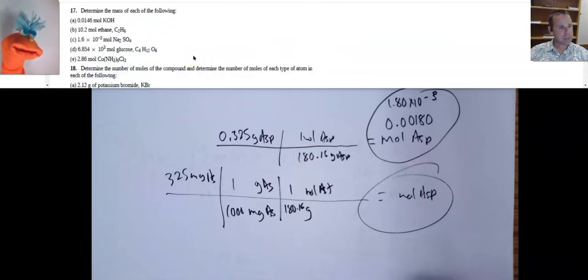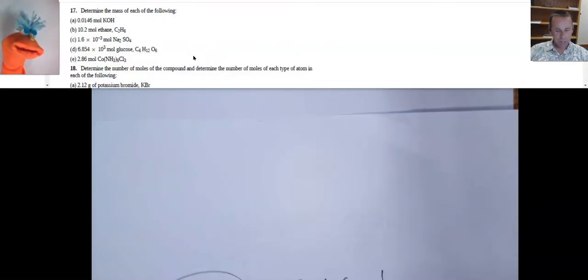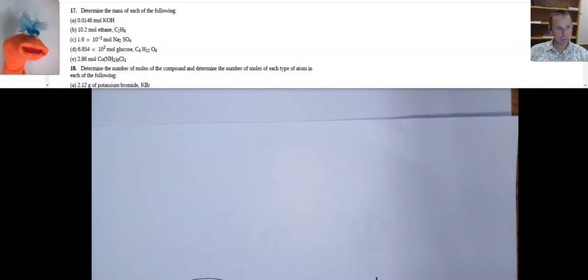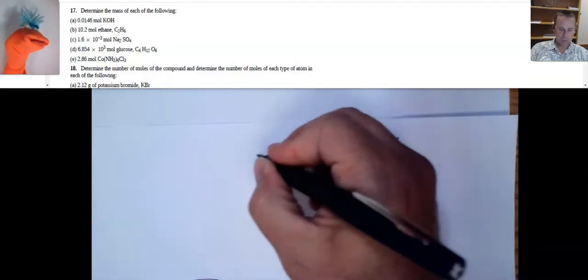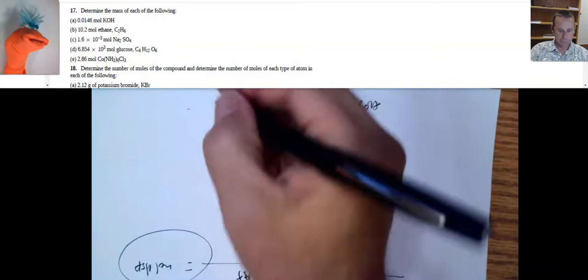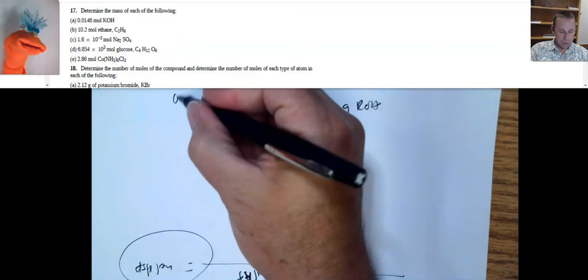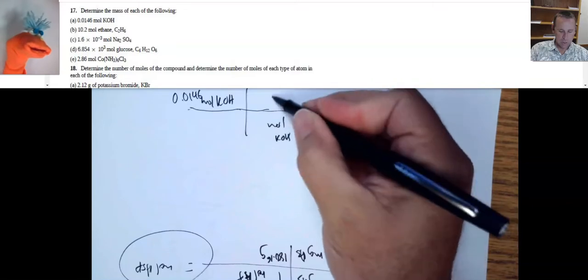All right, determine the mass of each of the following. So now we're given moles, and we want to know the mass. So if I have 0.0146 moles of KOH, and I want to know how many grams of KOH, how would I do that? Grams to the right of the equal sign? That's right. Grams of KOH is what I'm after. And I'm starting with here moles of KOH. 0.0146 moles of KOH, and I go from moles of KOH to grams of KOH.